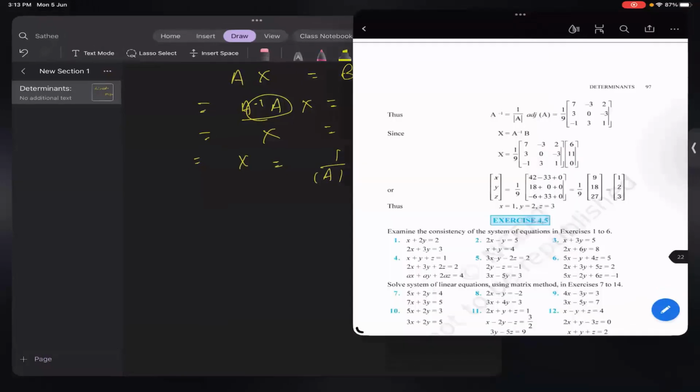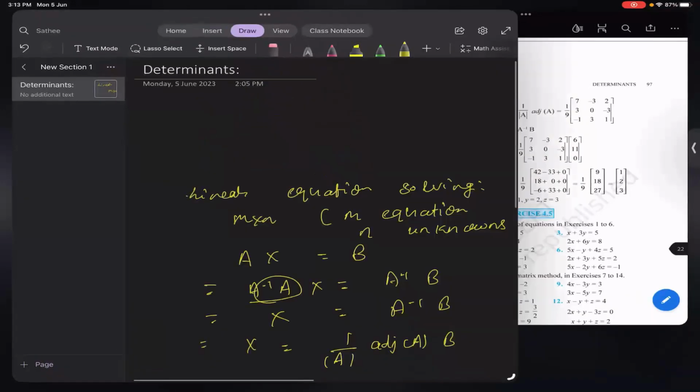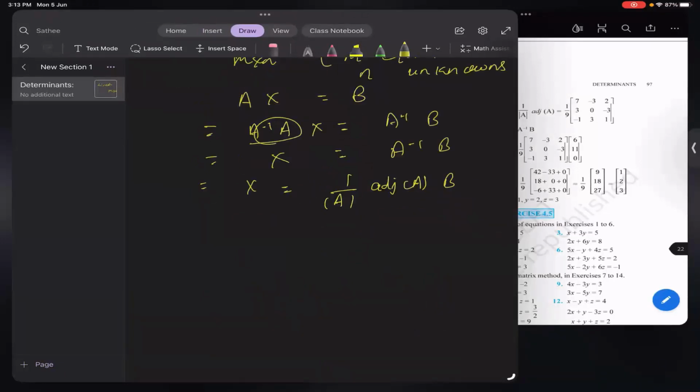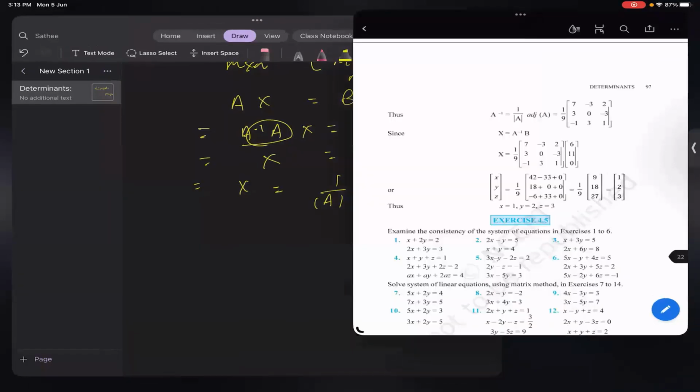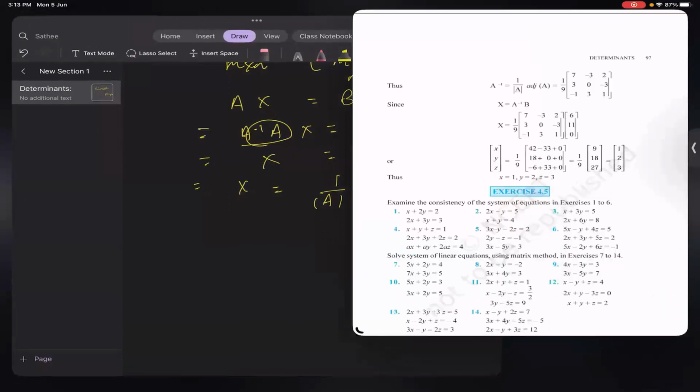Depending on the determinant, if it is non-zero we get a unique solution. But in case the determinant is 0, depending on whether adjoint of A times B is 0 or non-zero, we have either infinitely many solutions or no solution. We had covered that case, and now we'll be solving questions and checking how to utilize our understanding of the concepts.